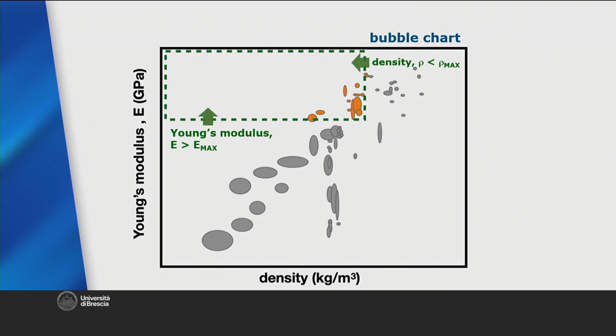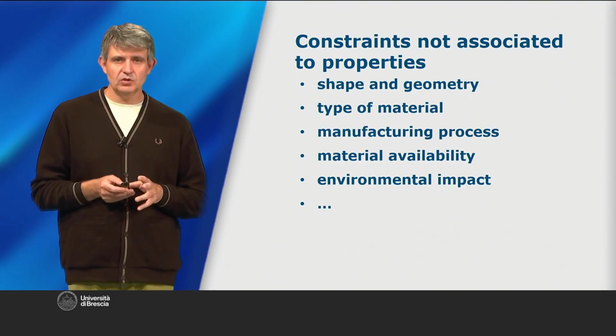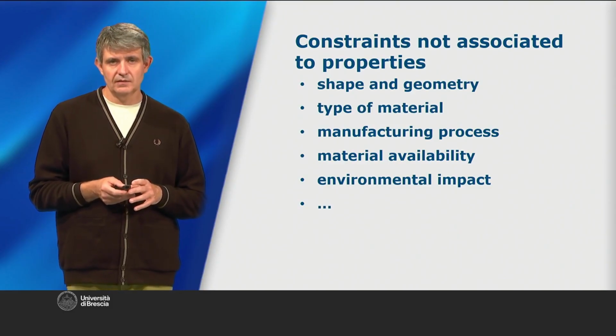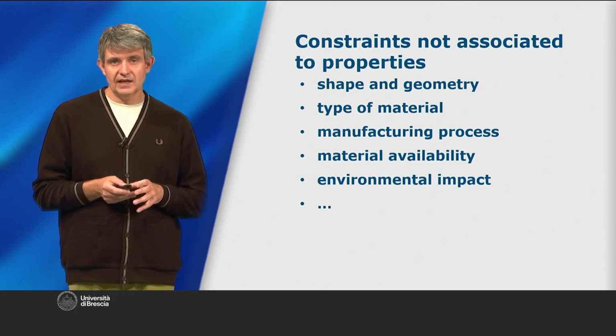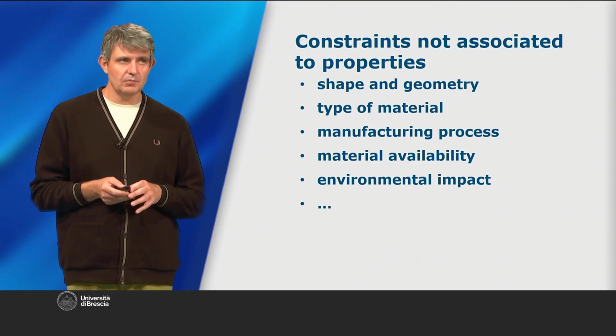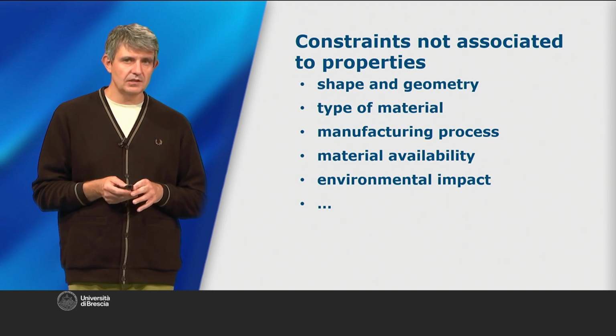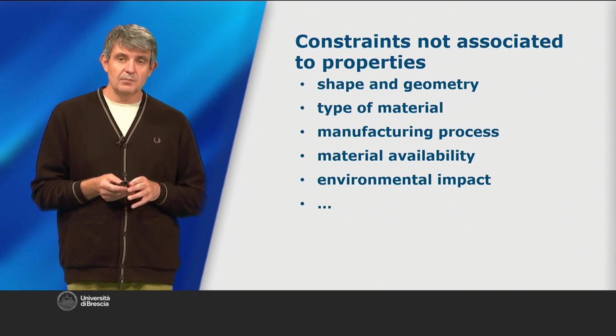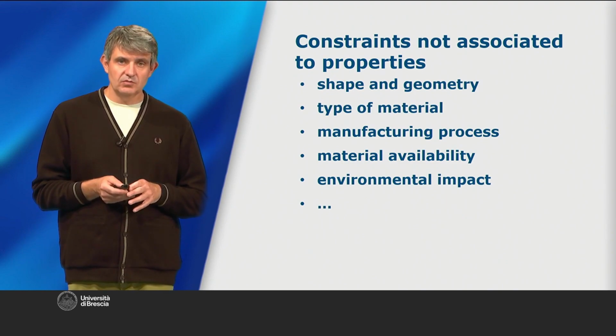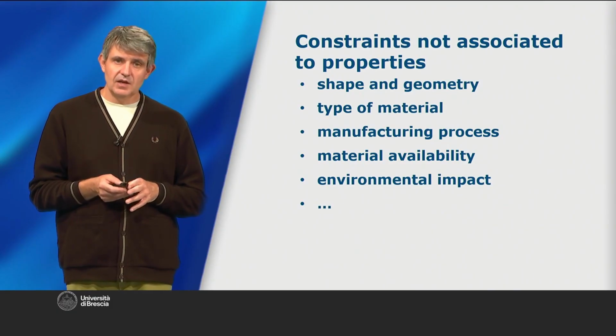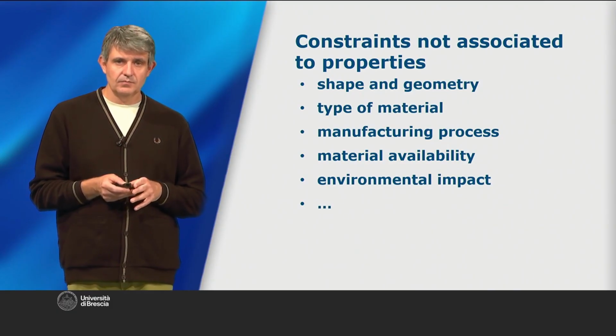It's important to clarify that design constraints don't refer exclusively to properties and can also concern other important aspects. For example, the shape and geometry of the product, the type of material to be used, the manufacturing process, material availability, aspects related to environmental impact, and so on.